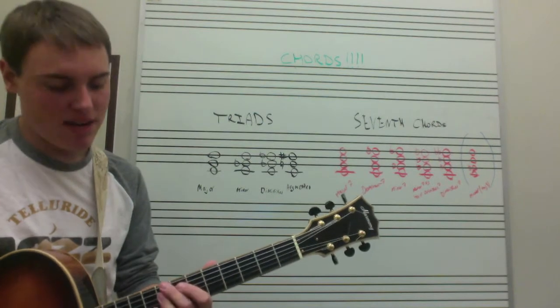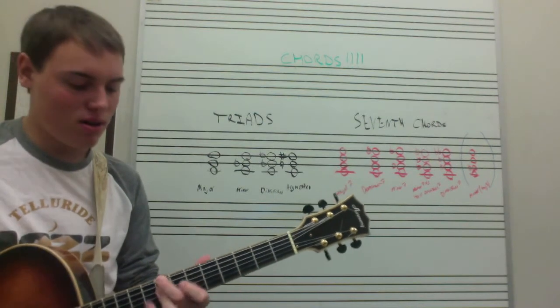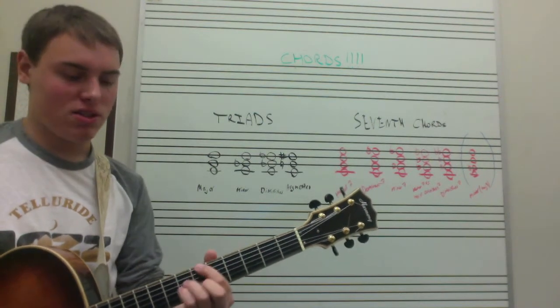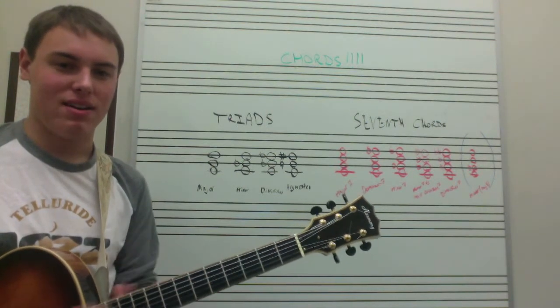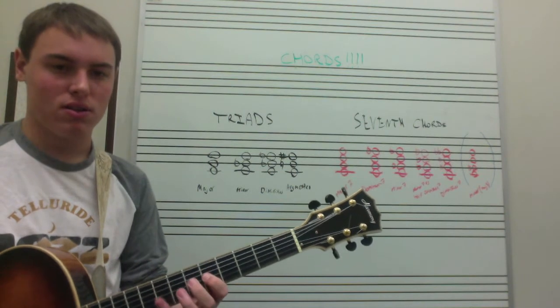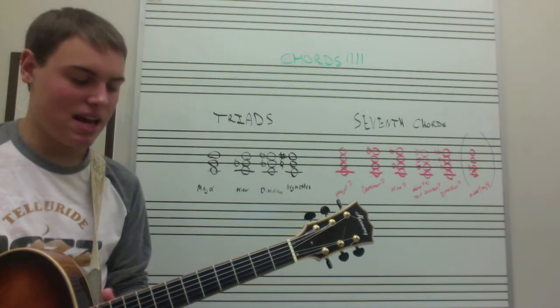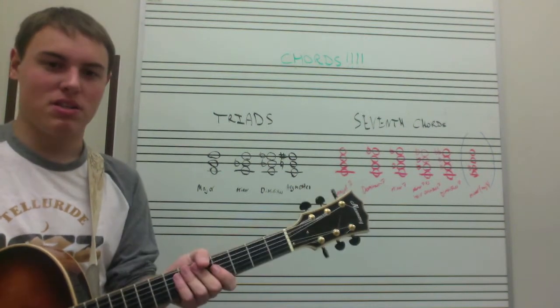Our minor seventh chord is of course based off our minor. Our major seventh chord is based off of our major. Our dominant seventh chord is based off of that. Diminished chords speak for themselves, as do augmented chords.